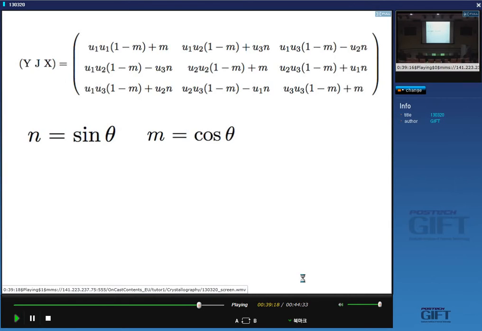Because if you want to find a rotation matrix for a 25.2 degree rotation about 1, 2, 3, then you express 1, 2, 3 as a unit vector. That will give you u1, u2, u3. And the angle of rotation gives you the terms n and m.